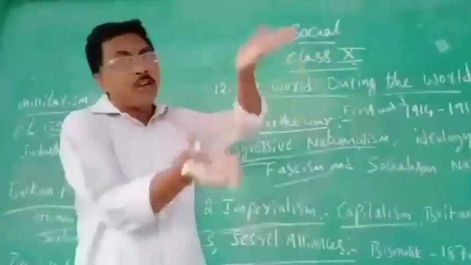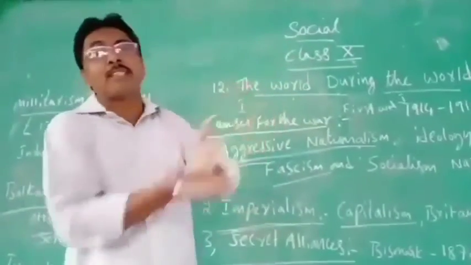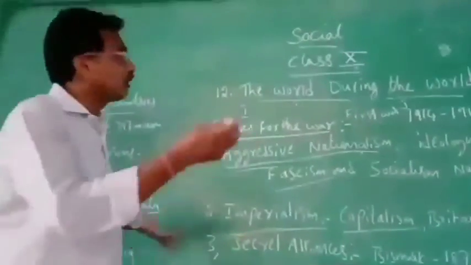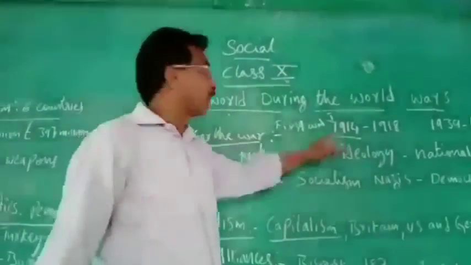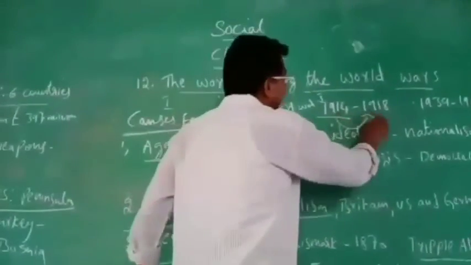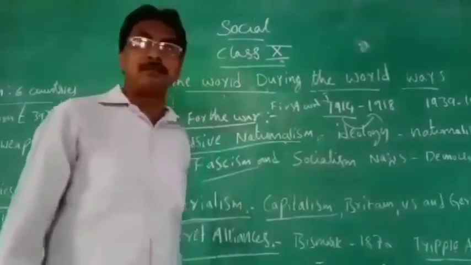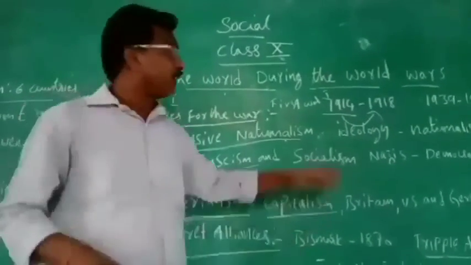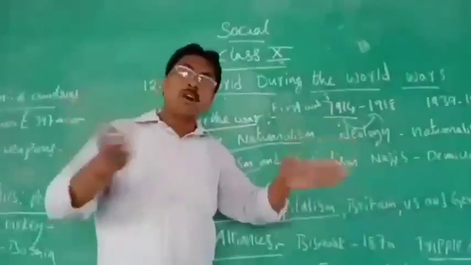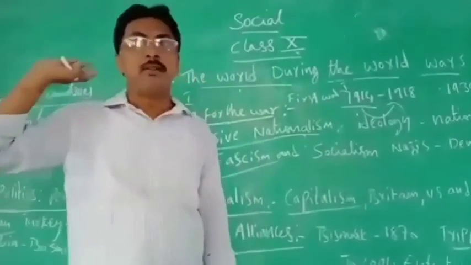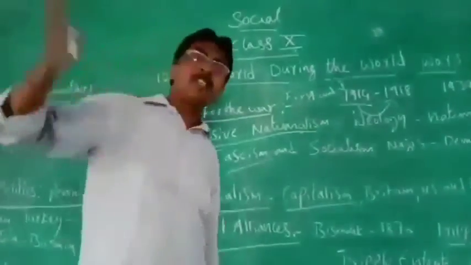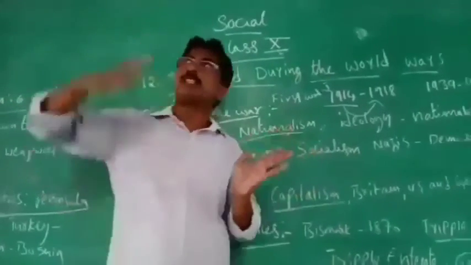So the war happened between Allied powers and Axis powers. The war started in 1914, and at last it ended in 1918. In the middle, while the war was going on, Russia went off from the war. In 1917 Russia went off.